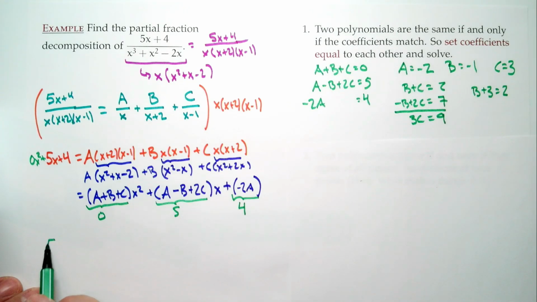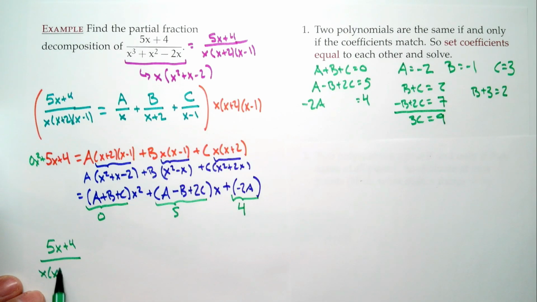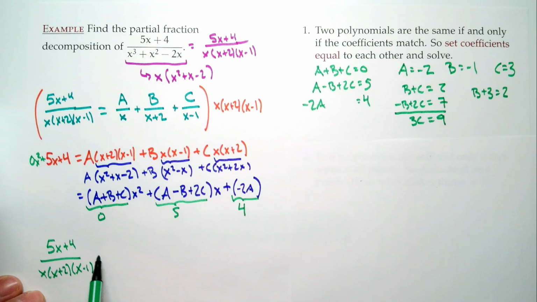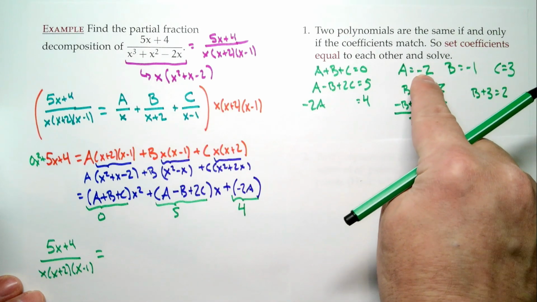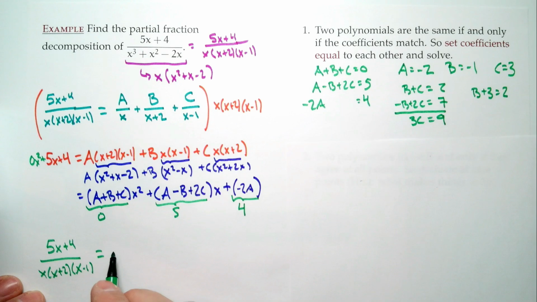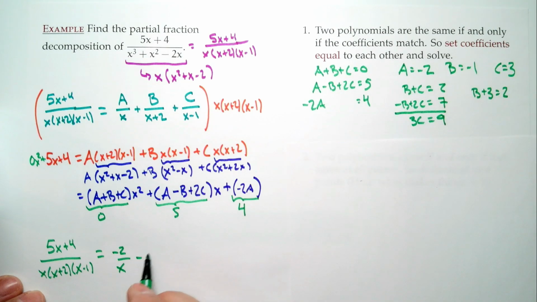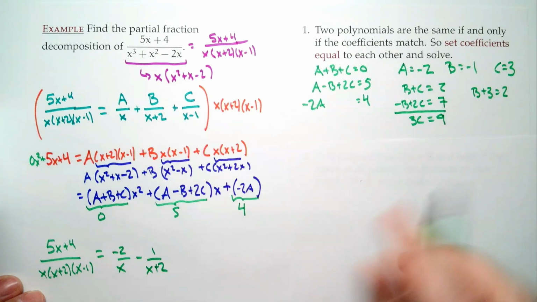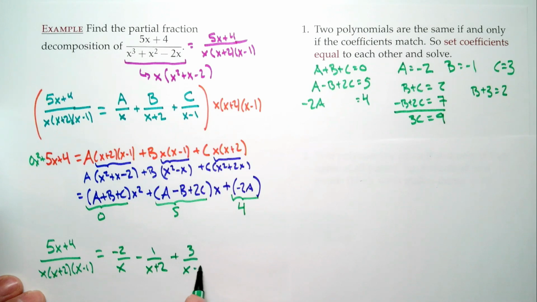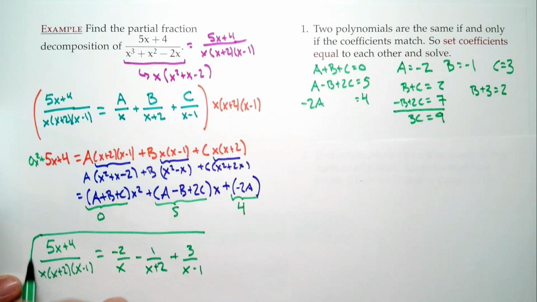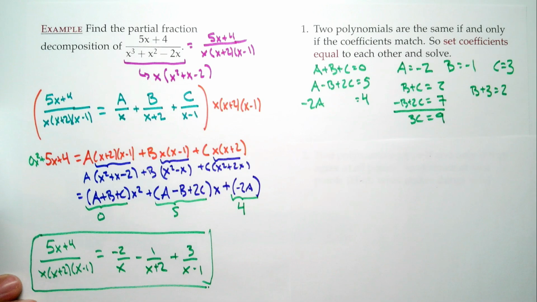So, updating. We can conclude that (5x plus 4) divided by x times (x plus 2) times (x minus 1) is equal to a, which is -2, over x, plus b, which is -1, so I'll write that as minus 1 over x plus 2, plus c, which is 3 over x minus 1. So, we've successfully pulled it apart. And that's what we want to do. We want to pull it apart.